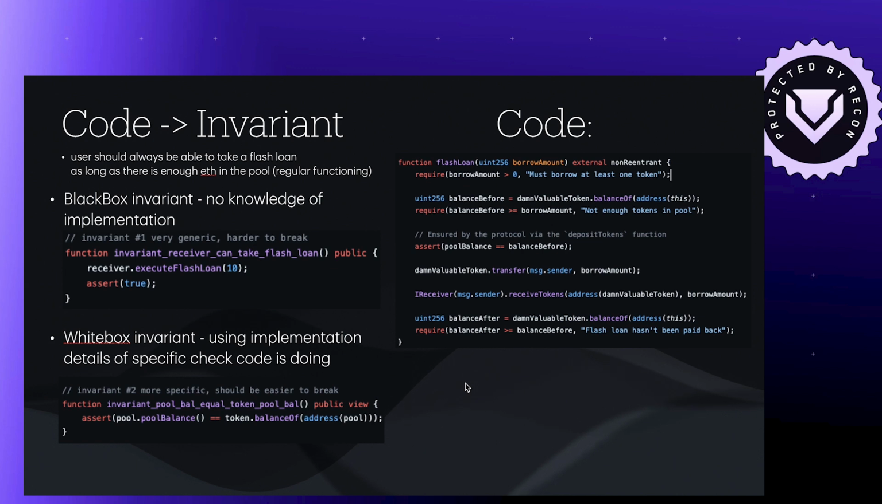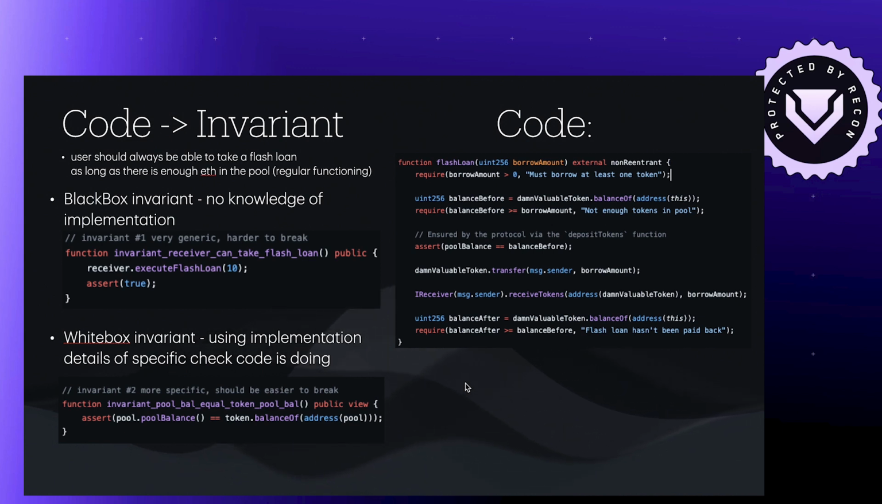And we can do a black box invariant. That's where we don't really care how that's implemented. We can just call it and make sure that it asserts true afterwards, that it doesn't revert. It's a very generic invariant. It's harder for fuzzers to break, but all three fuzzers that we use, Echidna, Medusa, and Foundry, can break this.